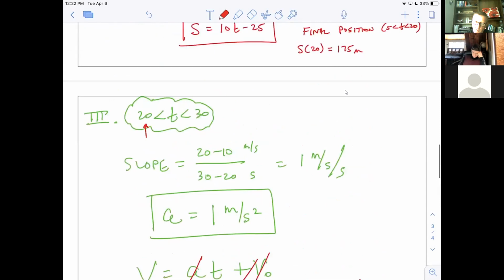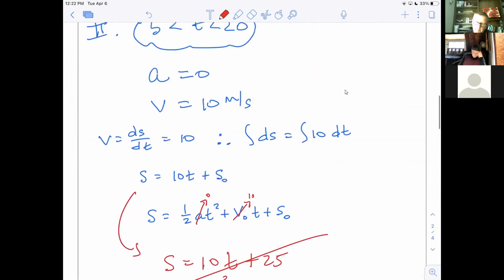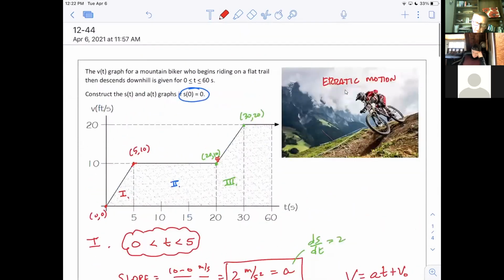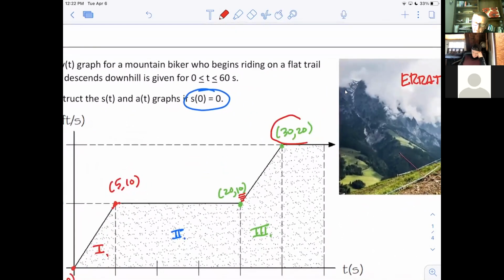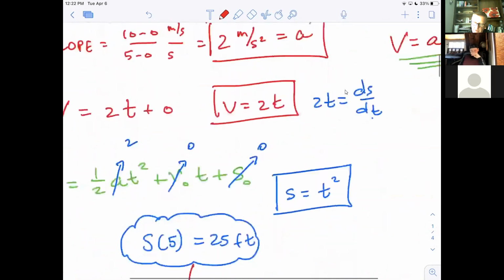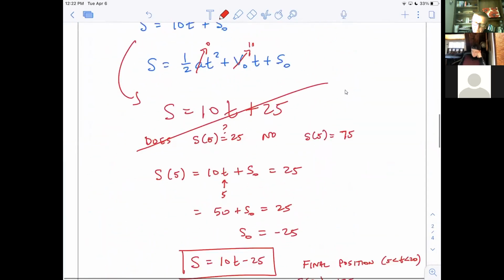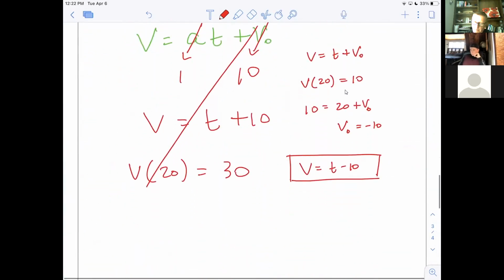Let's just check and see if it works. I've got to speed up, we're about out of time. If I put in 30, do I get 20? Is it working? If I stick 30 into my equation, do I get 20 out? Yeah, I do. 30 minus 10 is 20, it's working.